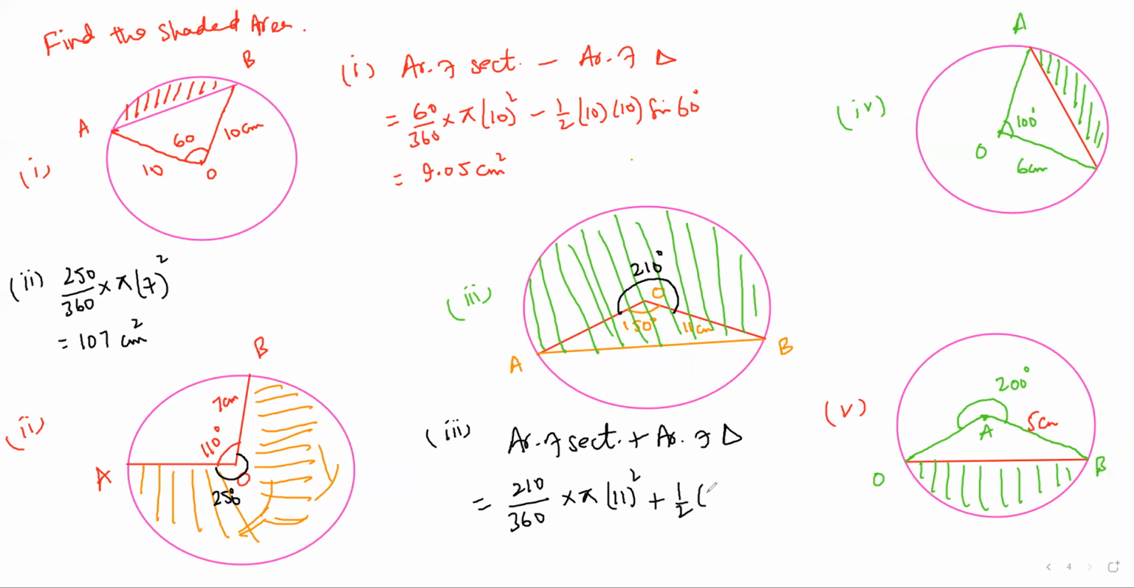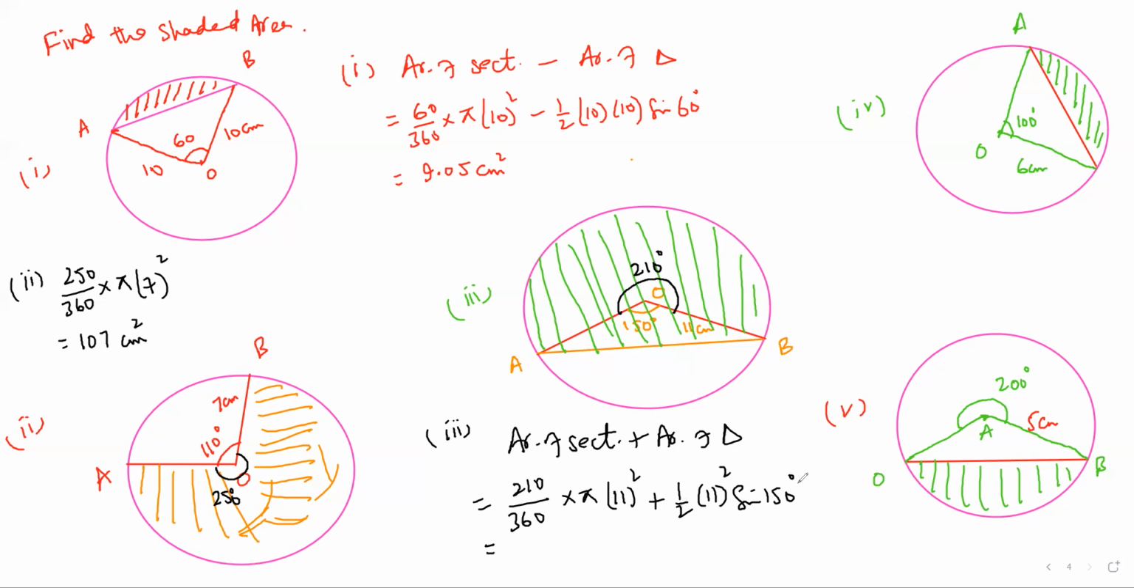There is half into 11 into 11. I can write it as 11 square. And then there is going to be sine 150. That is the area of the triangle. And if you use your calculator, you can write your answer here. Okay, I'm not going to write that.